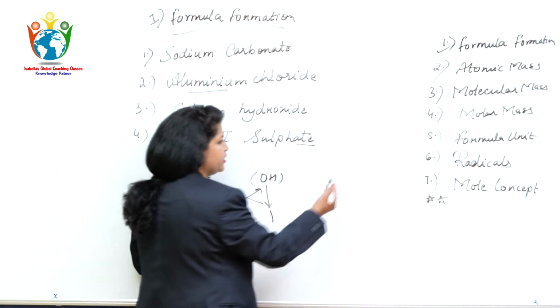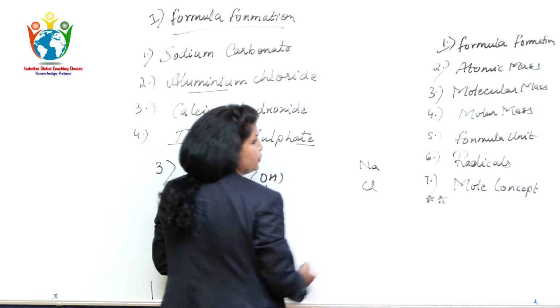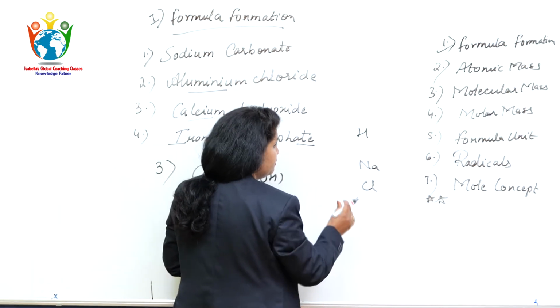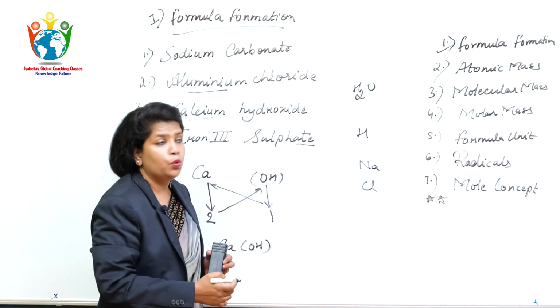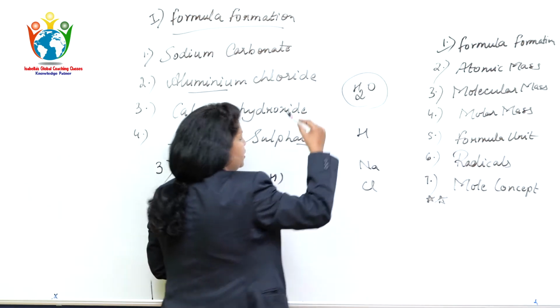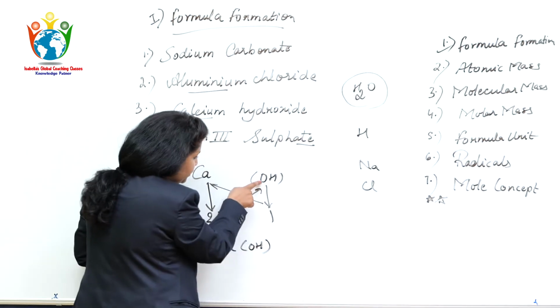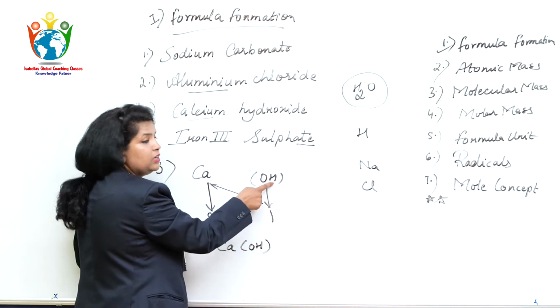What is an element? If I am writing sodium, Na is your element. Chlorine is your element. Hydrogen is your element. Okay. These are the elements. Water, this is the formula for water, H2O. This is a compound. When you have more than one element, that becomes a compound. So here you can see O and H. That means you have 2 different elements, oxygen and hydrogen.